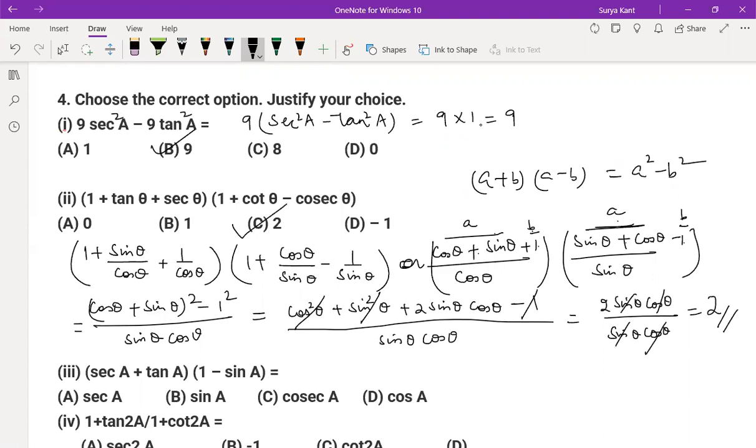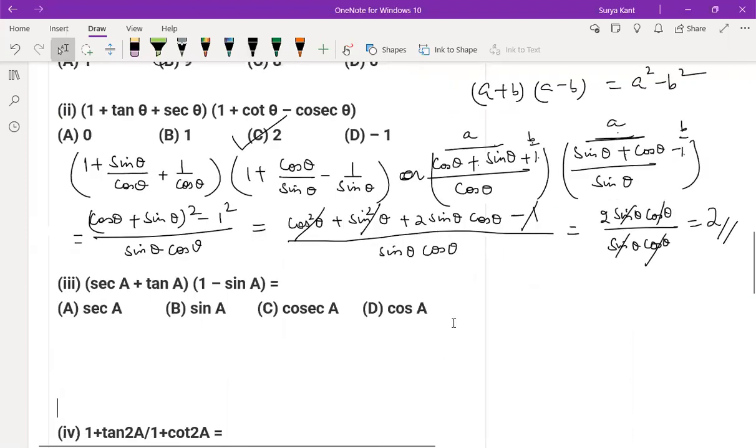Is it clear, children, or anyone is having doubt? Anyone is having doubt, children? No, sir. Hemant, Adarsh, do you have doubt? No, sir. All right. If you are not having doubt, tell me the answer for the third one. Others will tell me the answer for this.